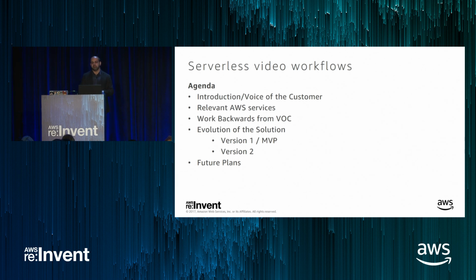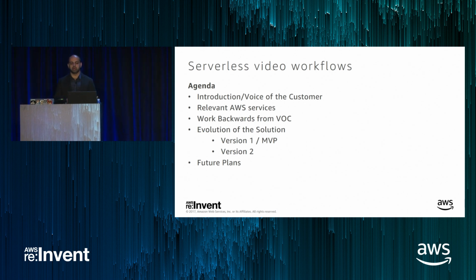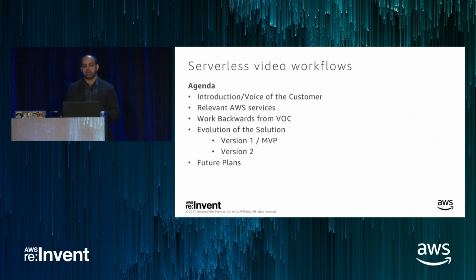So here's a quick agenda. We're going to start with a quick introduction, a bit of which I already did, and the voice of the customer. We're going to talk about the relevant AWS services, and then we're going to talk about how we work backwards from the voice of the customers, what customers were looking for, and what we ended up building. When I say building, it is actually a solution which is available on the AWS Answers page, and Tom here will give a demo of the solution. We'll talk about the evolution of the solution, where we started with the MVP, what is available today, the version 2 of the solution, and our future plans with the solution.